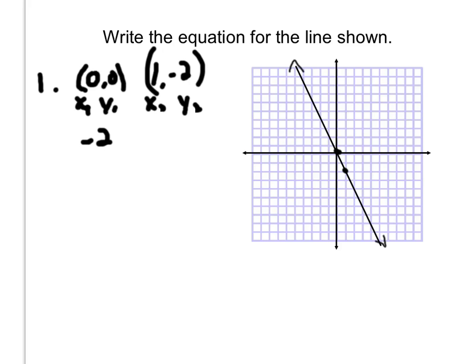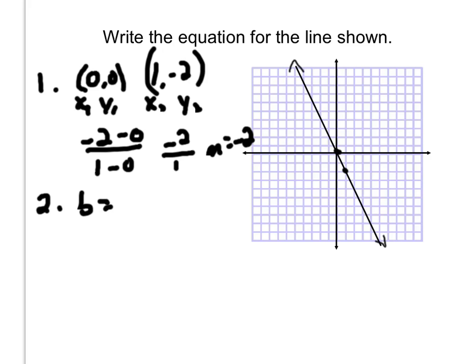y2, negative 2 minus y1 is 0, over x2, which is 1 minus 0. Negative 2 minus 0 is negative 2. And 1 minus 0 is 1. So our slope is m equals negative 2. And we can check that to make sure it's right because our line goes downhill. Okay, and if we go down 2 and over 1, we hit the line. Down 2 over 1, hit the line. So our slope is correct. Then we need to find the y-intercept, the point where it crosses the y-axis.